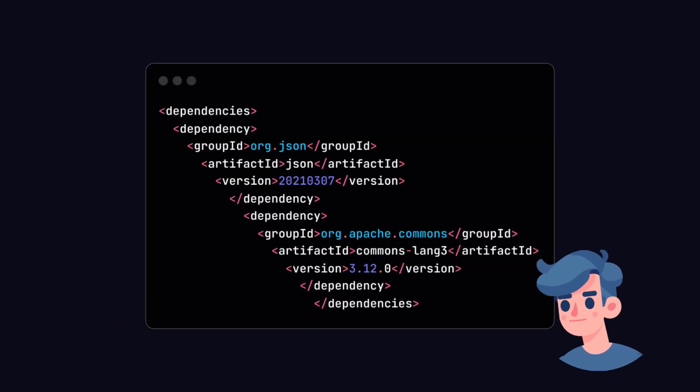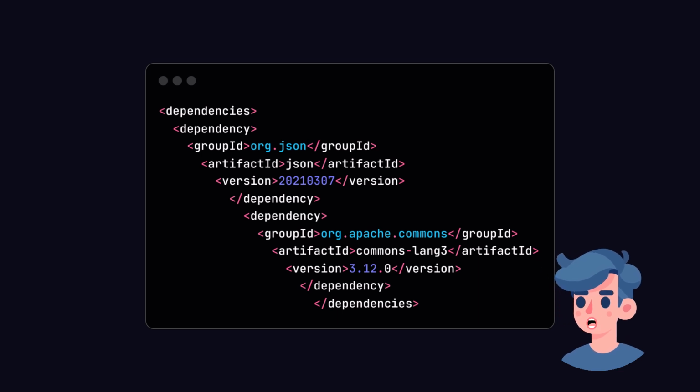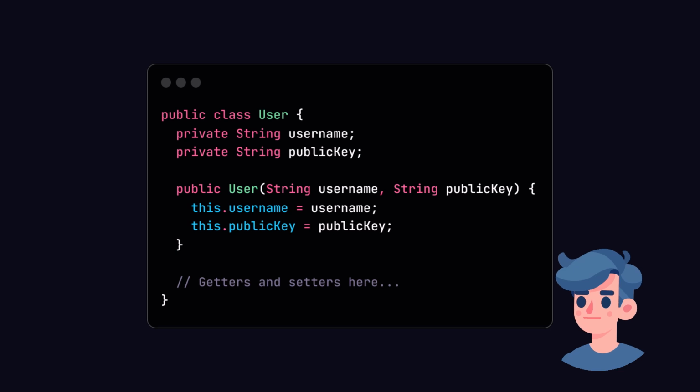Next, we need to include dependencies for peer-to-peer communication and JSON handling. In the pom.xml file, add the following dependencies for the P2P library and JSON processing. You can use the above dependencies to handle JSON data effortlessly in your project. Now we can start coding.